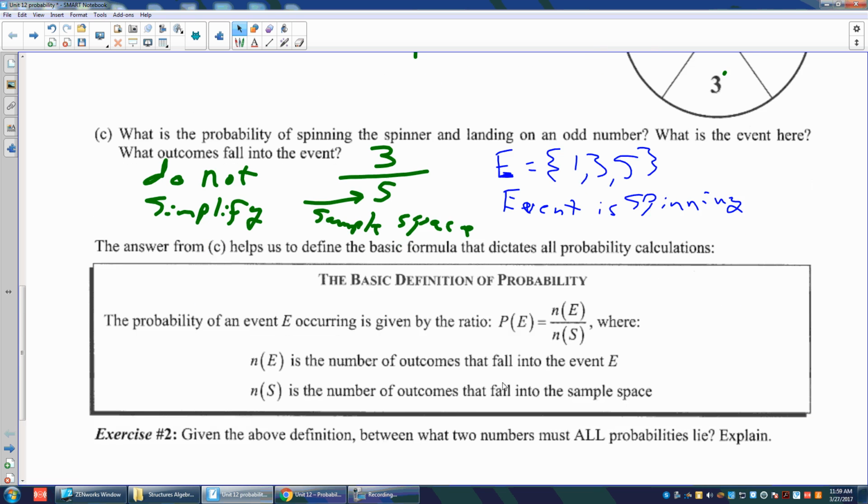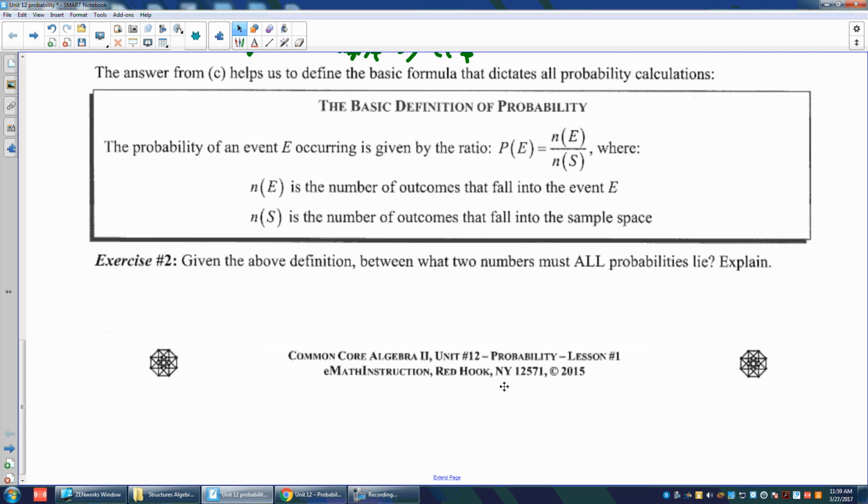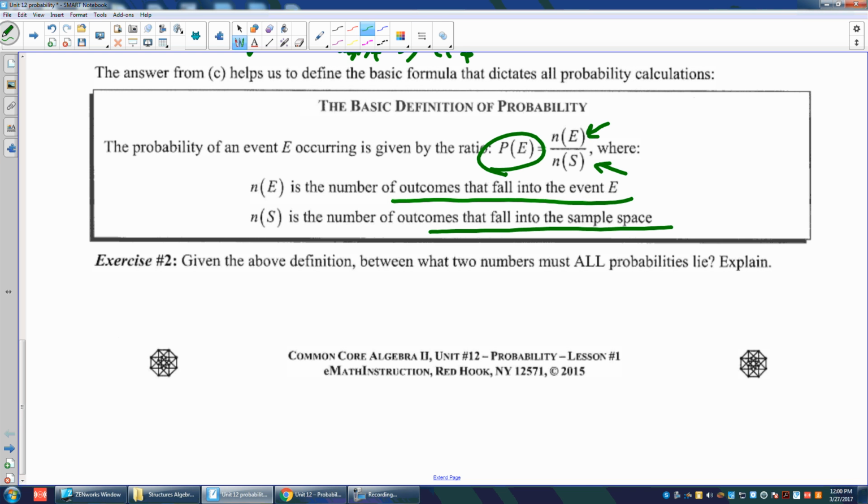The answer from C helps us define a basic formula that dictates all probability calculations. The probability of an event is what I'm looking for divided by the whole sample space. The number of outcomes that fall into the event that I'm looking for, over the number of outcomes that fall into the sample space. So this is what I'm looking for, and this is everything. That's why it's important to know in an experiment what all the events are, what everything can be.